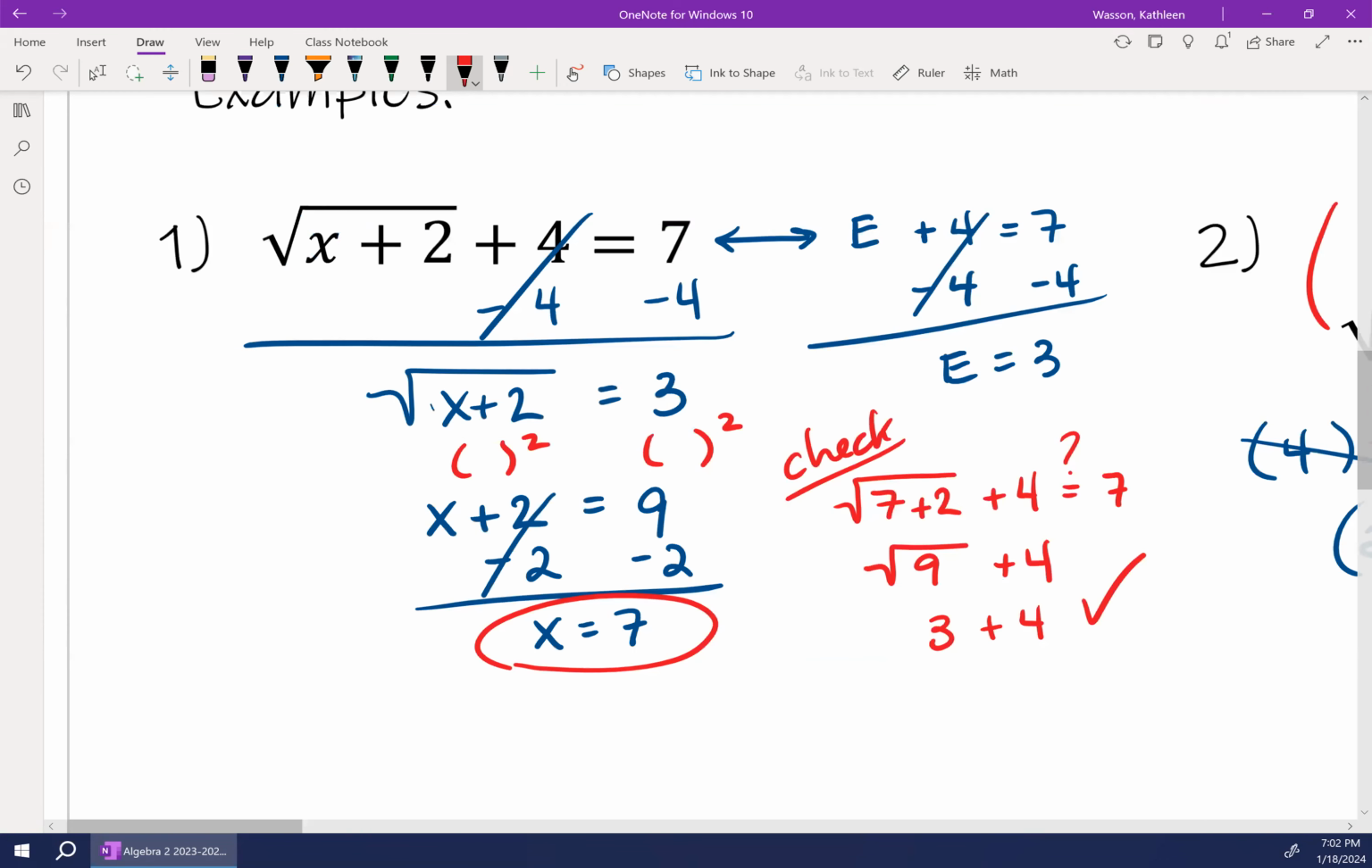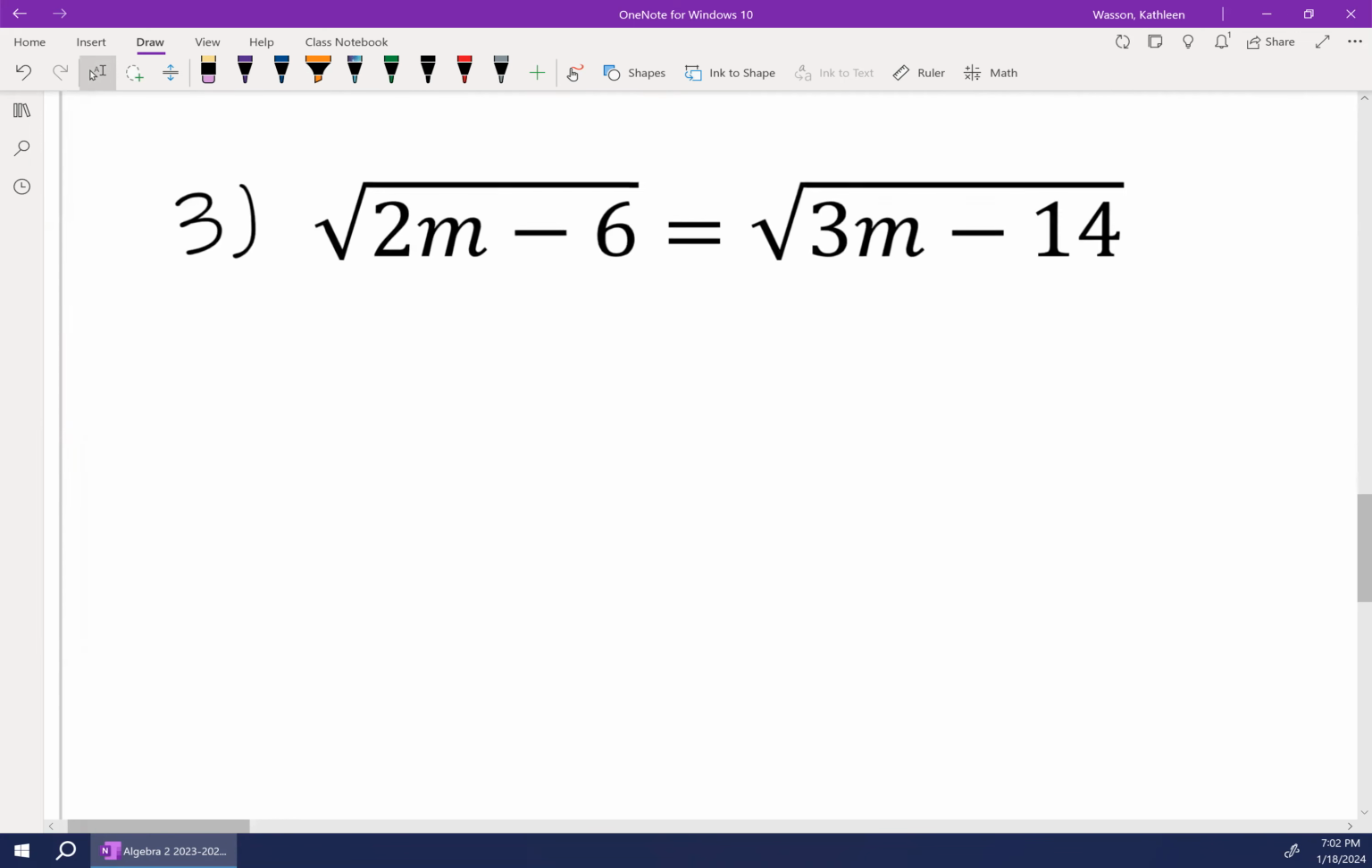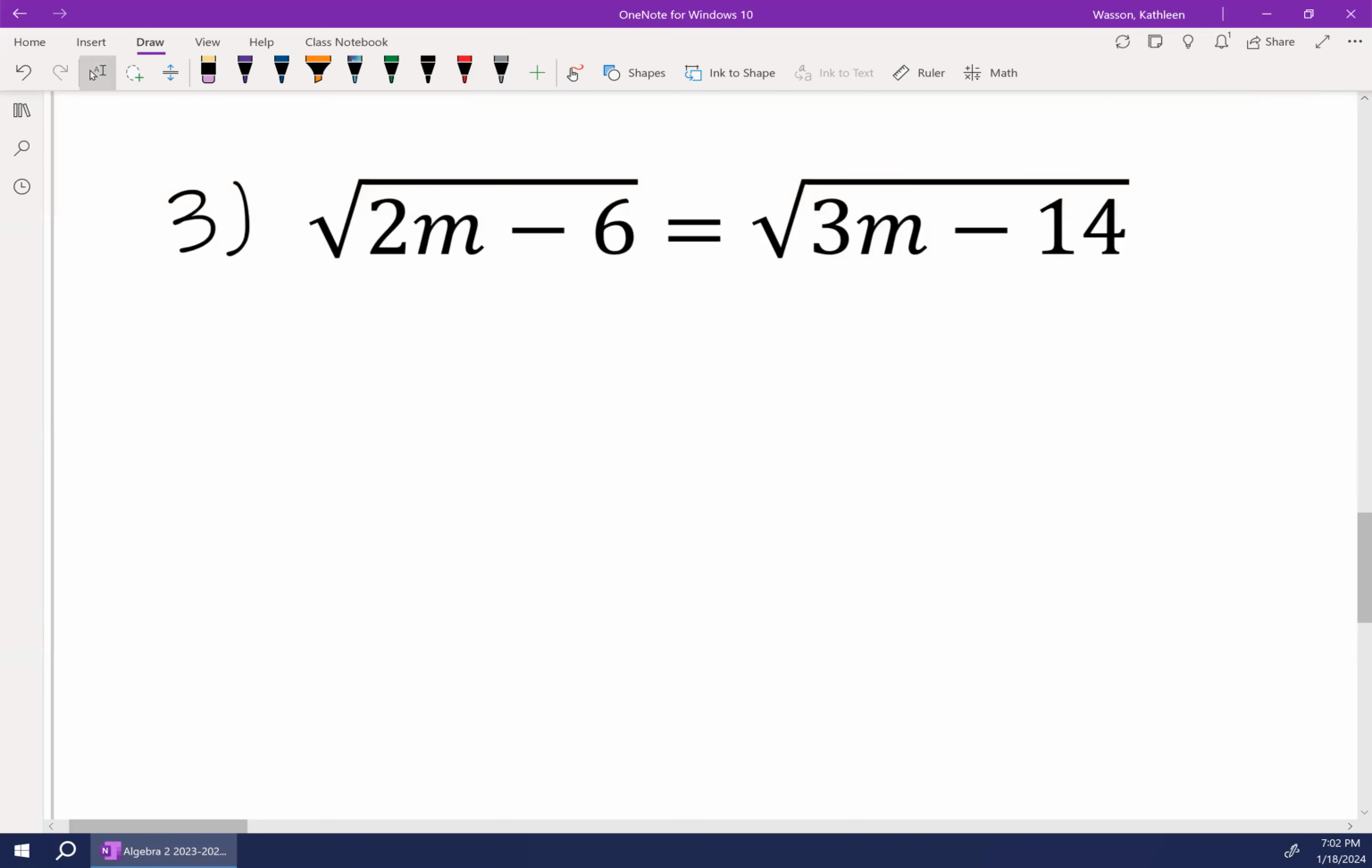Example 3. I know this looks strange. These are considered isolated. I have square root expression equals square root expression. So I have isolated expressions. I just square both sides. Squaring is the inverse of square root, so I remove the radical.